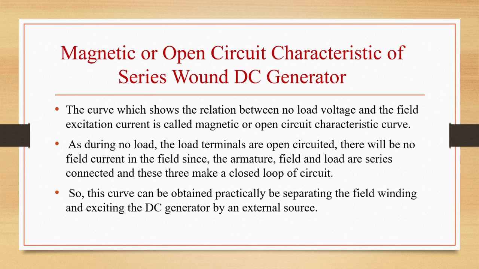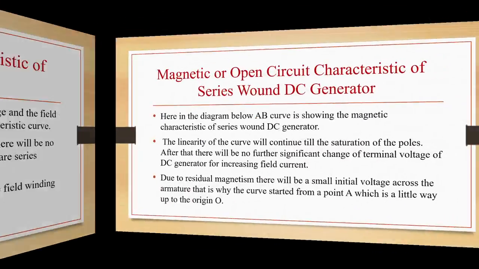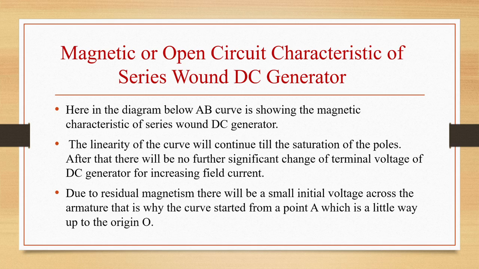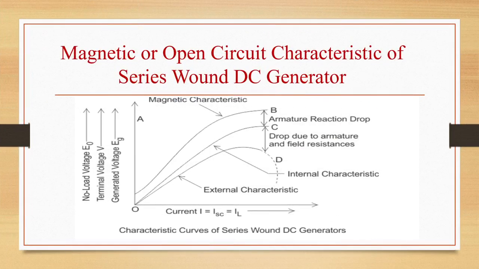When there is no load, the load terminals will be open circuited and there will be no field current in the field. For the current to flow, there should be a closed circuit. If there is no load applied, then no current will be flowing. So this curve can be obtained practically by separating the field winding and exciting winding of the DC generator by an external source. In the diagram, AB is showing the magnetizing characteristics of the series wound DC generator, OC is showing the internal characteristics, OD is showing the external characteristics.